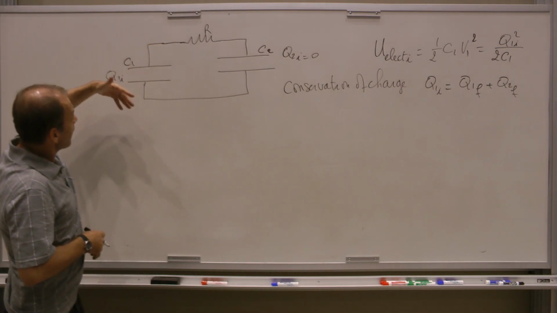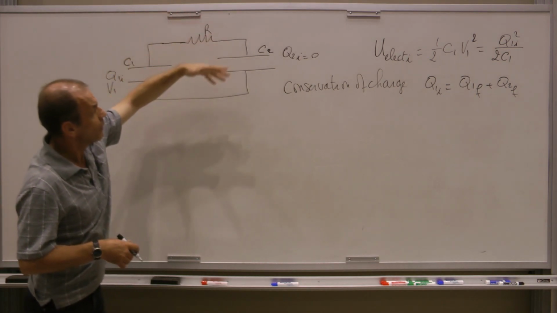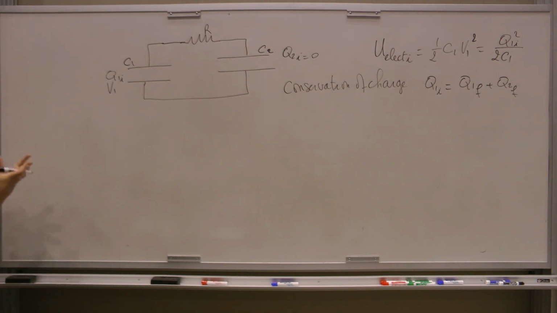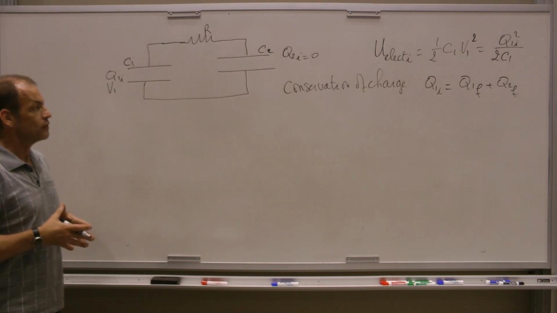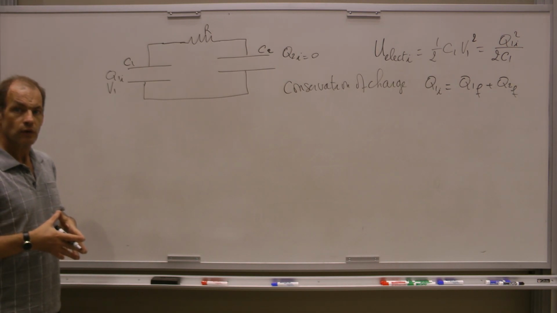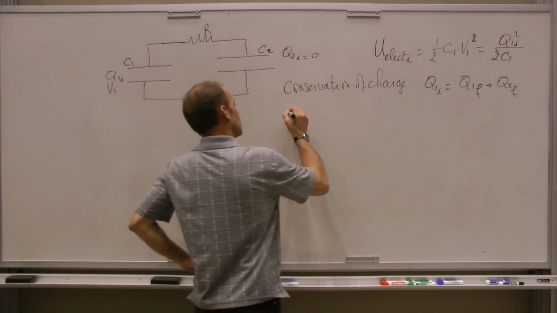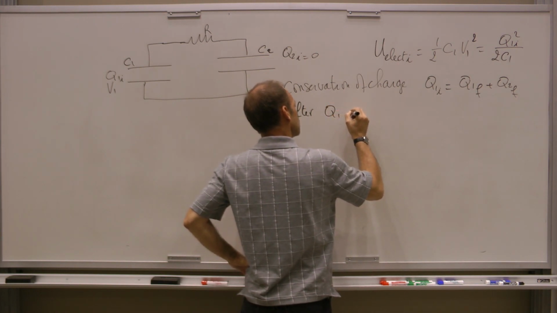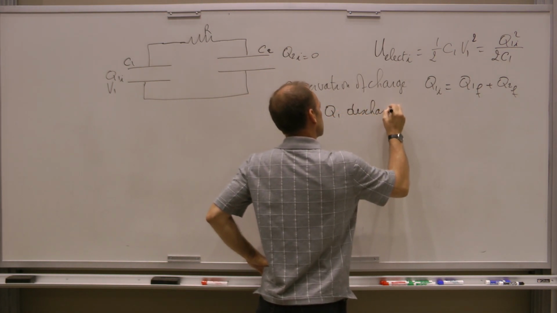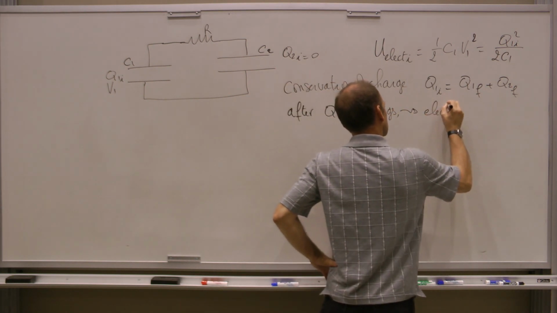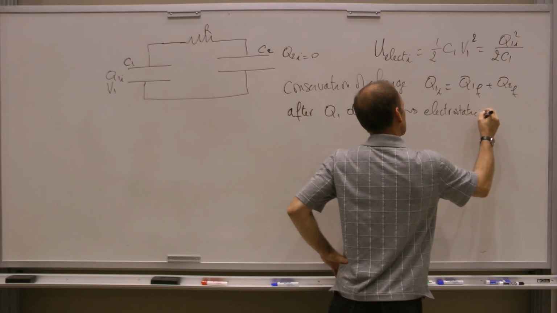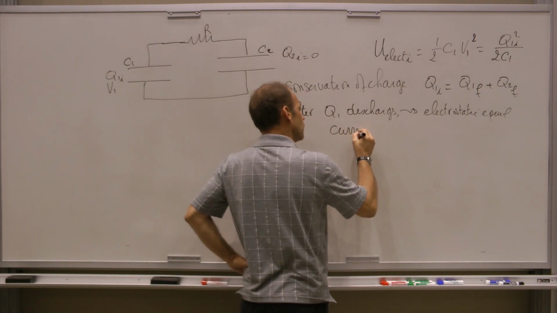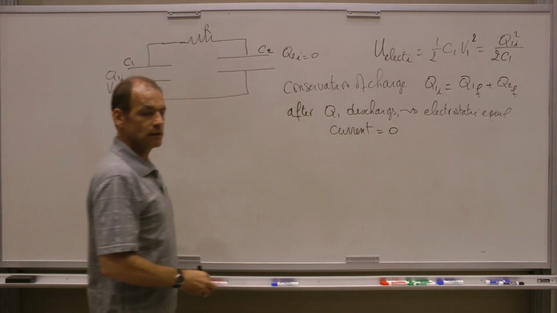So as I close the switch, I have a transient phenomenon. I have current flowing, charge being exchanged, and at the end of that transient phenomenon, I will have regained electrostatic equilibrium. There will be no current. After Q1 discharges, you get another electrostatic equilibrium. And once you have the electrostatic equilibrium, that means the current flowing has become zero again.